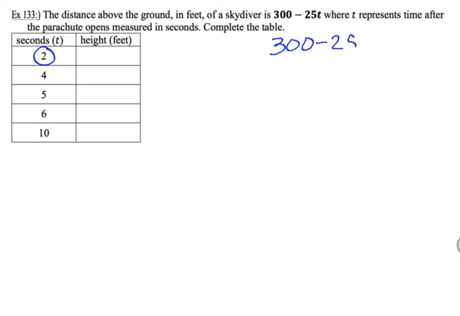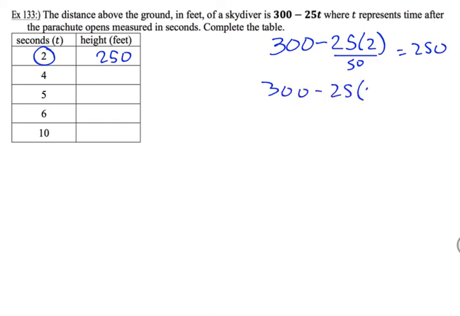And a little bit more of it will be done. But for the first one, we enter in 2 for t. This is 300 minus, that's 50, which is going to be 250. And then we're going to do 300 minus 25 times 4. 25 times 4 is 100. 300 minus 100 is 200.